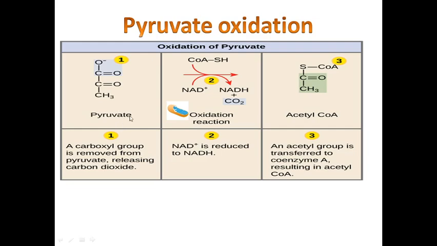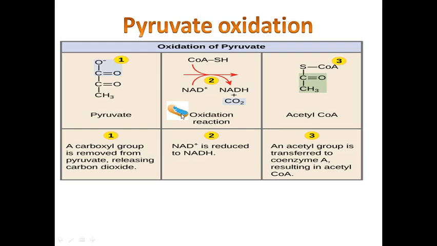Now the pyruvate generated in glycolysis has to be oxidized to enter the Krebs cycle. This pyruvate lies in the cytosol, as glycolysis takes place in the cytosol. It is a charged molecule and it is transported by a protein carrier to the mitochondria of the cells, as the Krebs cycle occurs in the matrix of the mitochondria.